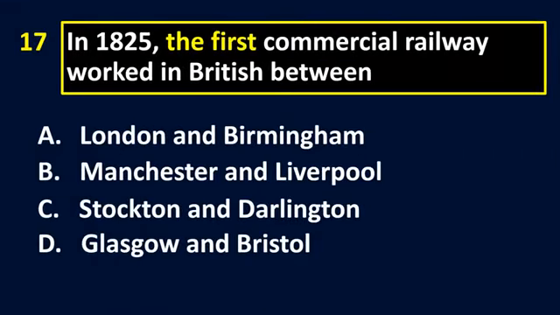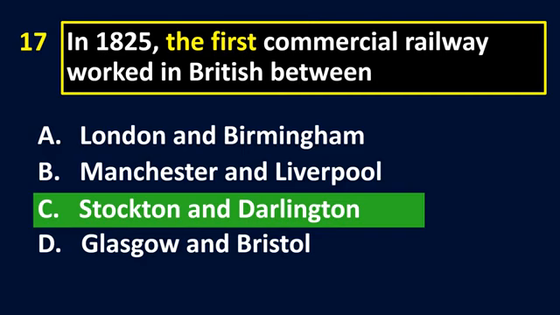17. In 1825, the first commercial railway worked in Britain between A. London and Birmingham, B. Manchester and Liverpool, C. Stockton and Darlington, D. Glasgow and Bristol. The answer is C. Stockton and Darlington.